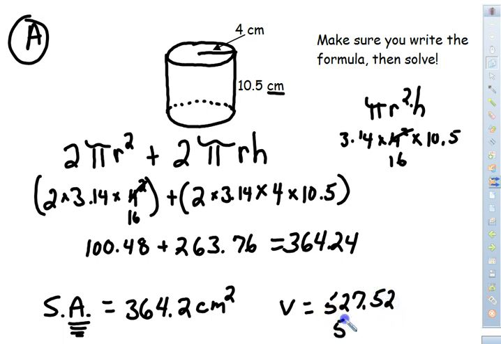We're going to round that to the nearest tenths. So 527 and 5/10, and we are dealing with centimeters, and it is cubic centimeters because of volume. Okay, so there's your answers to those two.